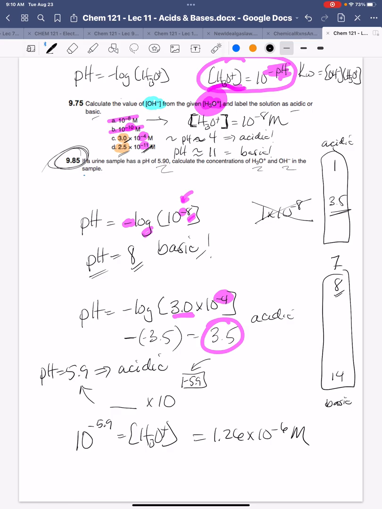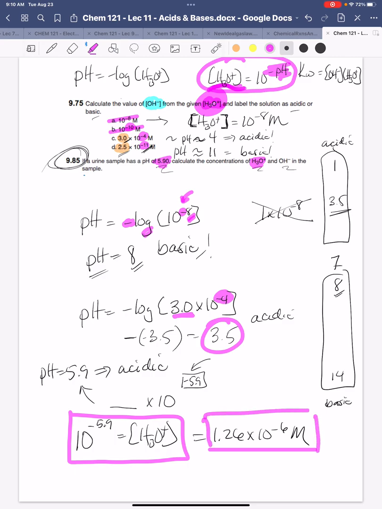Okay, so what did I just do? Well, I'm asked to find the hydrogen ion concentration based on the pH, so I used the formula that helps me get there. I just figured out that the concentration of the H3O plus is 1.26 times 10 to the negative 6th. My point is this number is really close to this one, but not exact because I have a coefficient. The next ask on this question is to find the OH concentration.